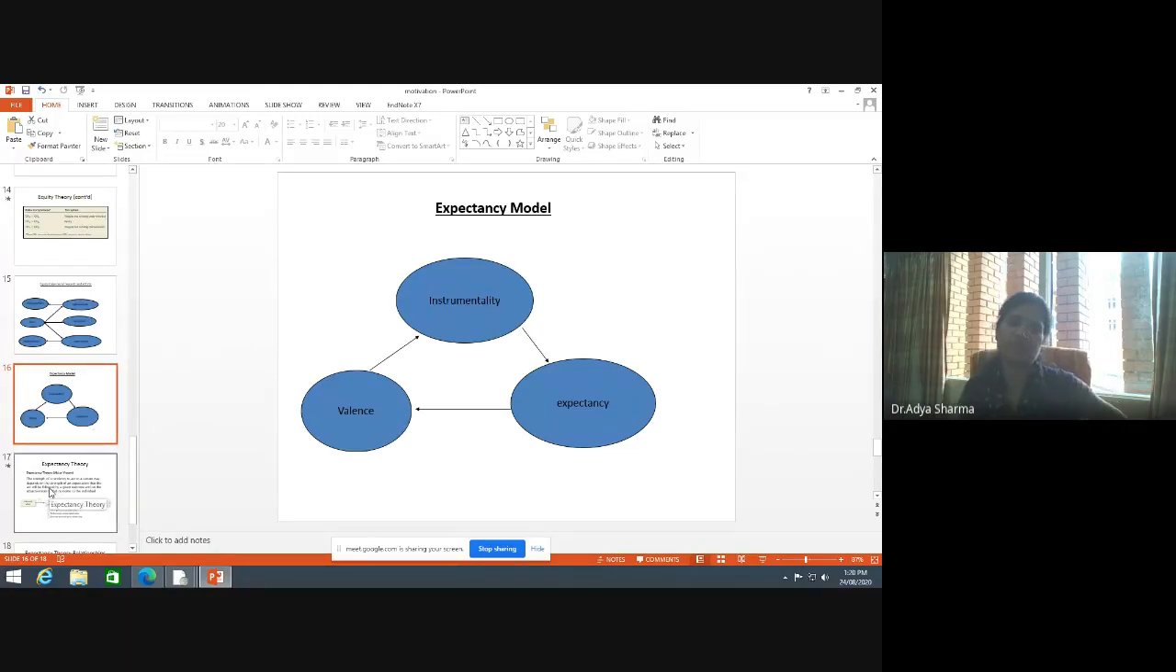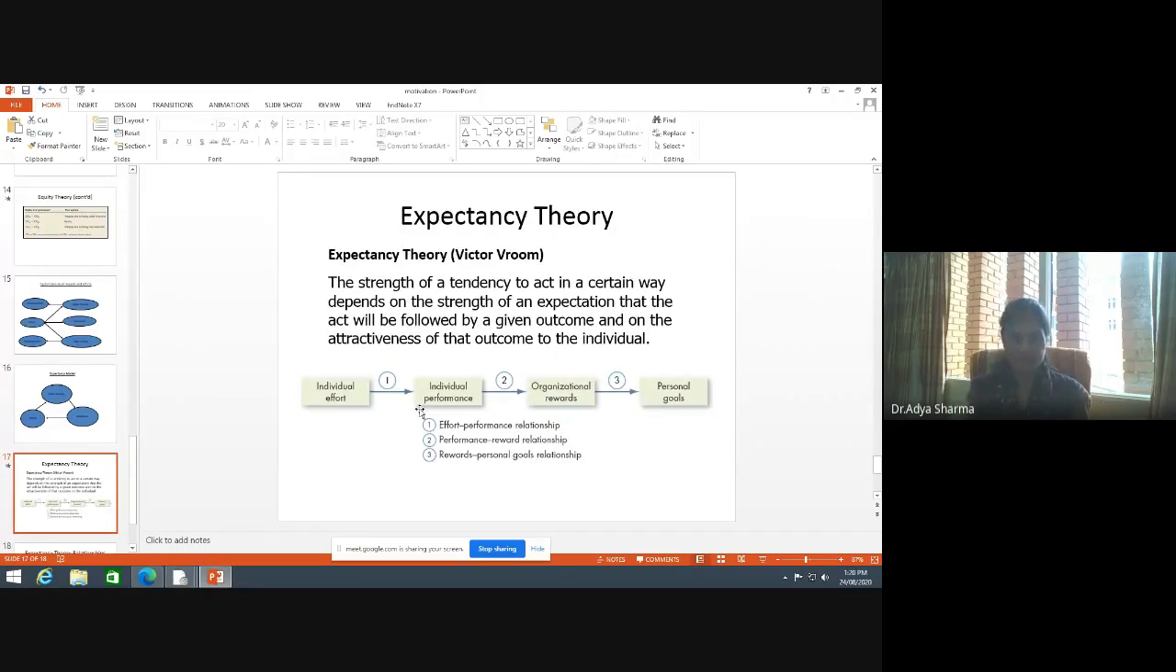Now, what does this expectancy model say? It says, I put in effort, and there will be a performance. But for that performance, I expect some rewards, and those rewards should match with my personal goal. So let me explain this maybe by an example from real life.